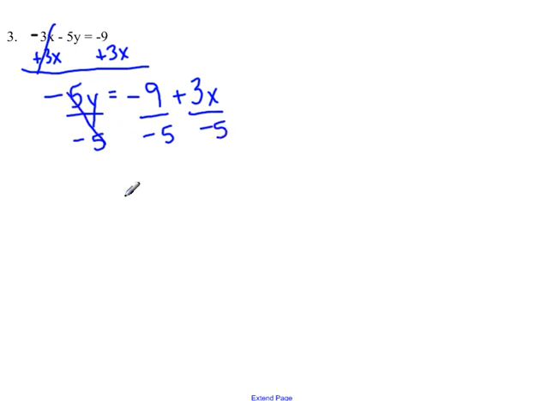And of course the negative 5's cancel, so you get y equals, this doesn't divide evenly, so leave it in fraction form. Negative divided by a negative is a positive, so that'd be 9/5. Positive divided by a negative is a negative. 3 divided by 5 again doesn't divide evenly, so leave it 3/5 x.